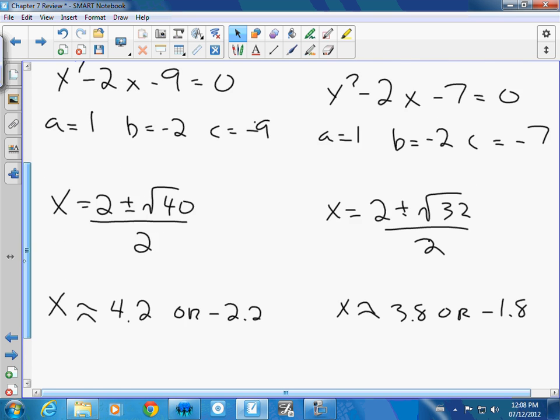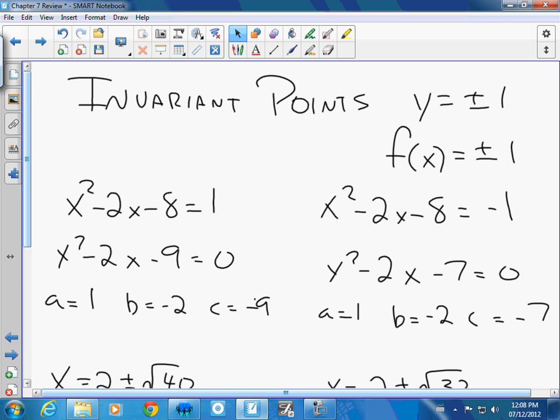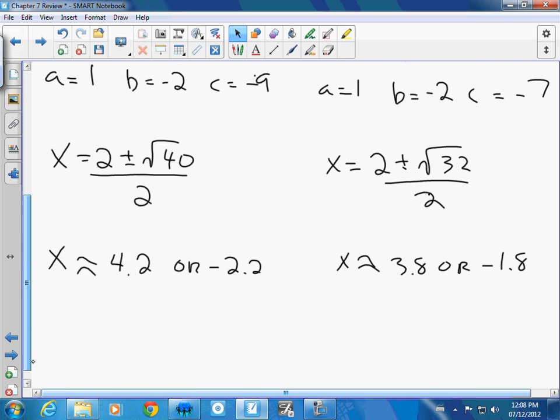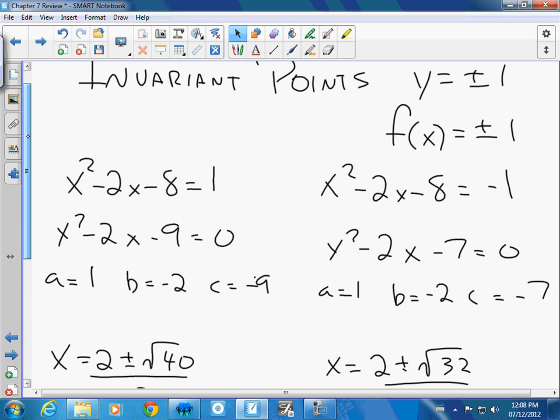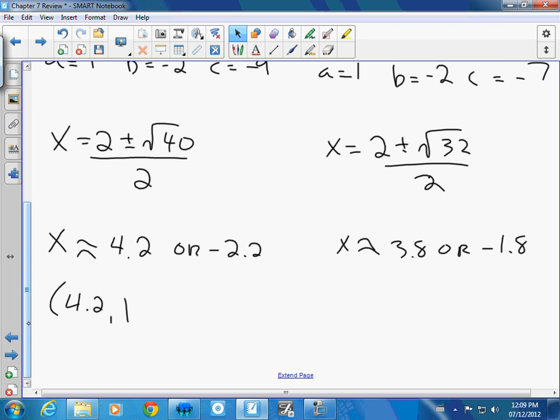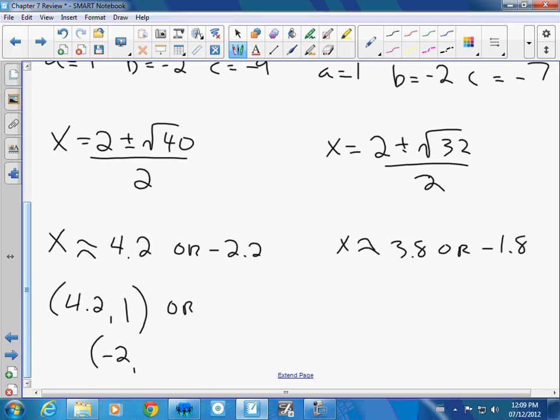So what was the value of y in this case? 1. So these two values of x here, right? Here's 4.2. That's not a 4.2. It would help if it was. 4.2. What's the y value? No, 1. Look, what is it? What's the y value? 1. Okay, that's 1 point. Or the other one is negative 2.2, comma 1. That's a set of points. They're exactly the same on the original as they are on the reciprocal. Okay?